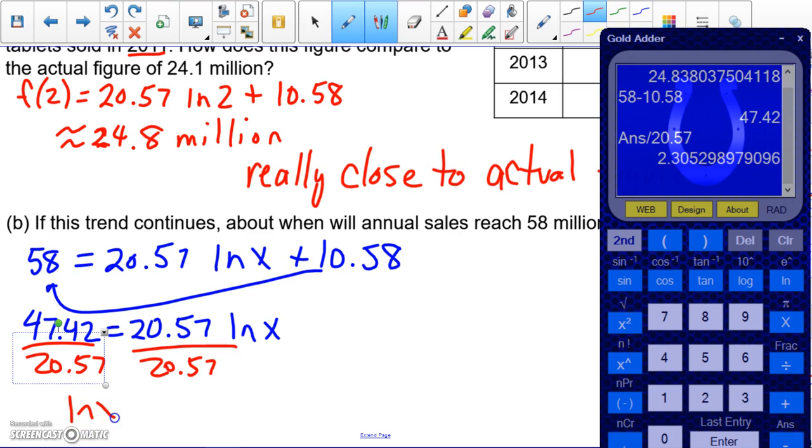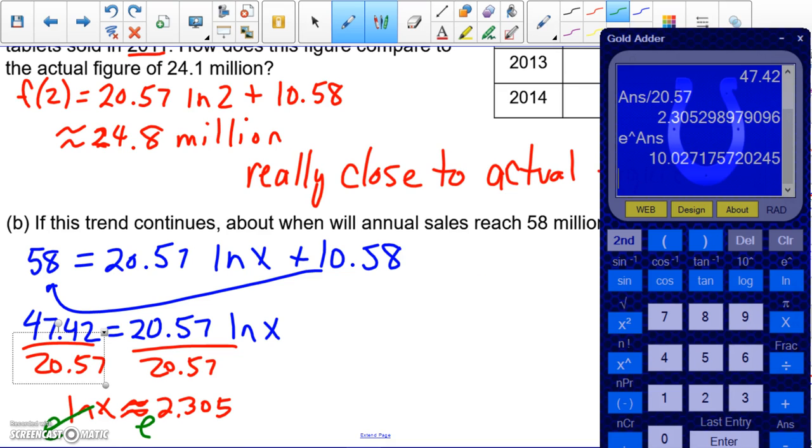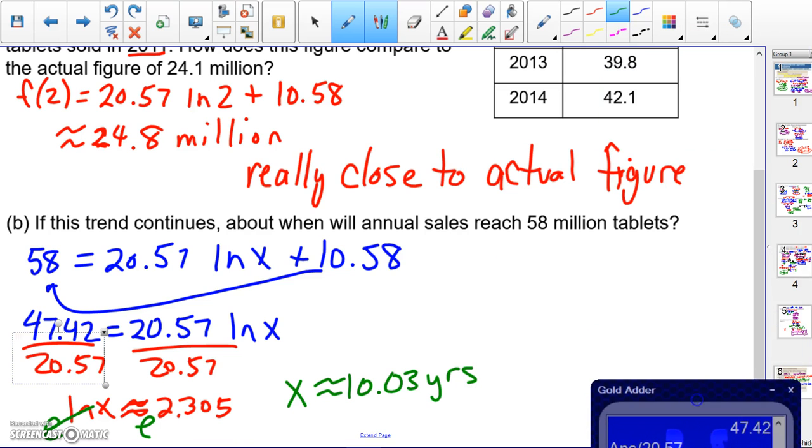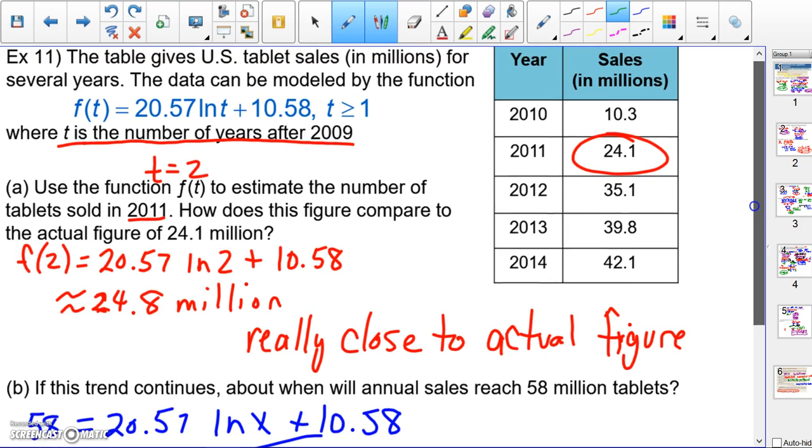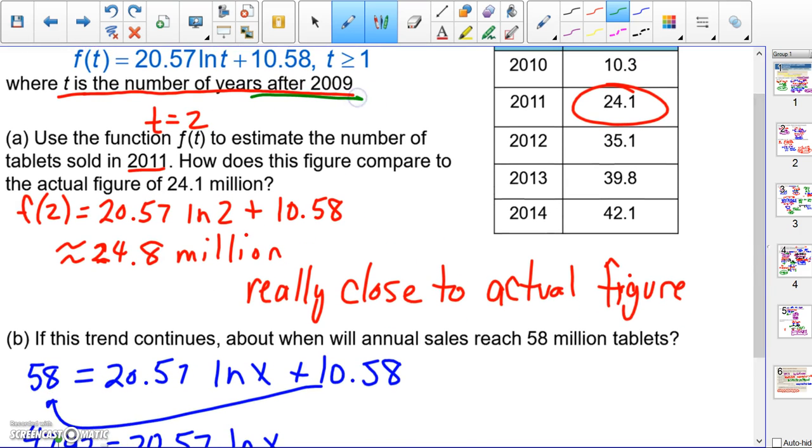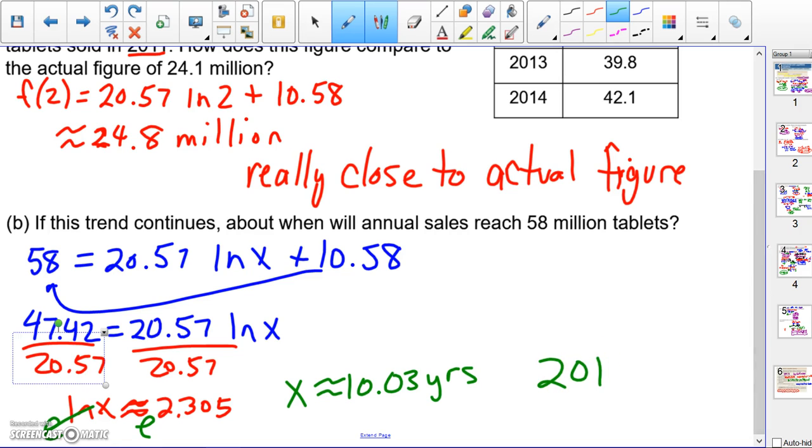So we have natural log of x is about 2.305. And in order to solve this, we need to get out of the natural log, so we're going to do a base e on both sides. We want to do an e to the whatever that number was. Gives me about 10.03. x is about 10.03 years. And so we're talking about after 2009. So 10 years after 2009, about 2019.